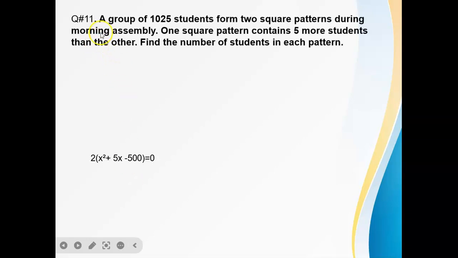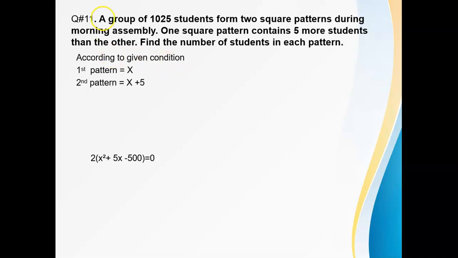In our question number 11, we have given that a group of 1025 students form two square patterns during morning assembly. One square pattern contains 5 more students than the other. We have to find the number of students in each pattern.